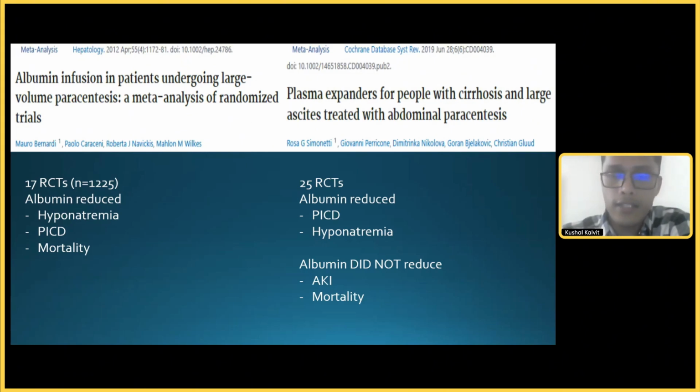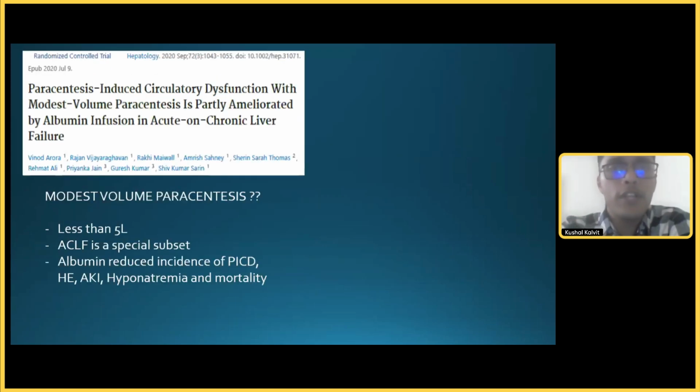The interesting thing is, what about paracentesis of less than 5 liters? So what about modest volume paracentesis? This was a recent randomized controlled trial from India by Professor Sarin and his team, where they found that if we do paracentesis of less than 5 liters in patients of acute on chronic liver failure, that is ACLF, albumin still reduced the incidence of PICD, hepatic encephalopathy, acute kidney injury, hyponatremia, and short-term mortality as well.